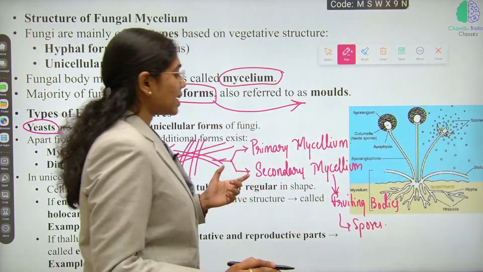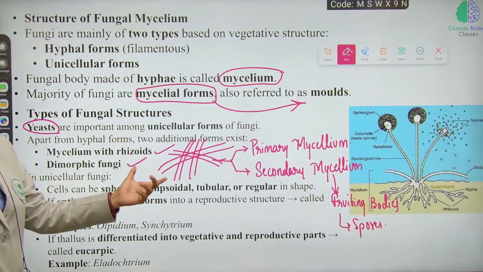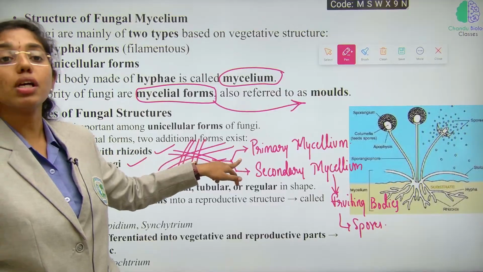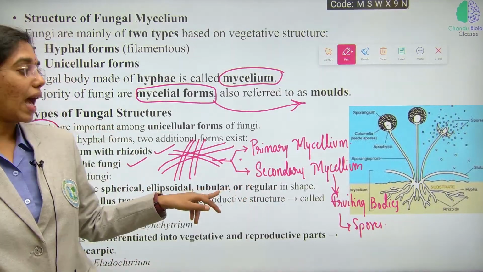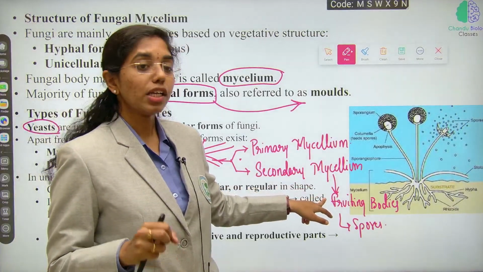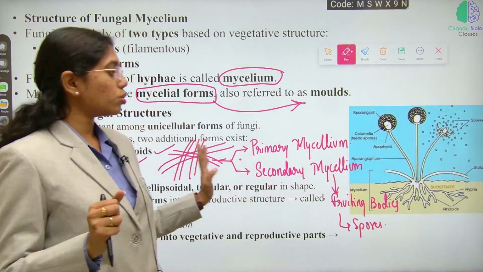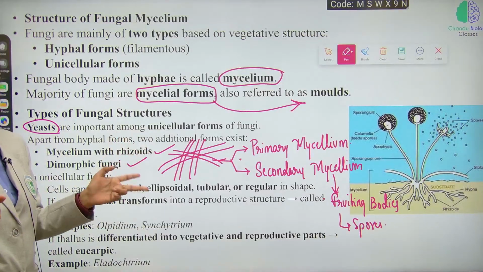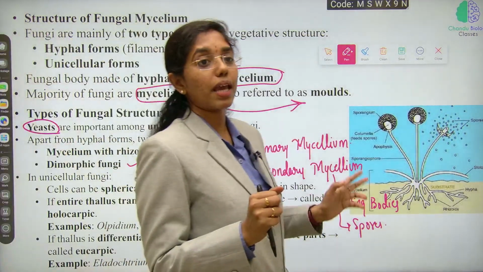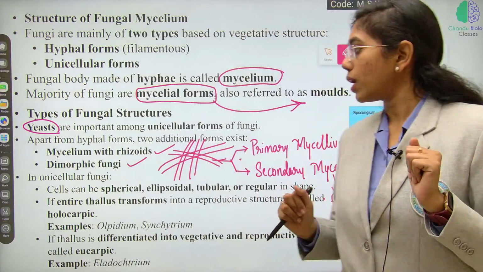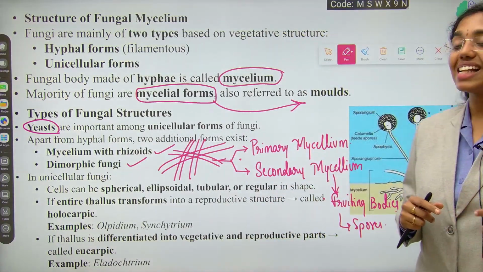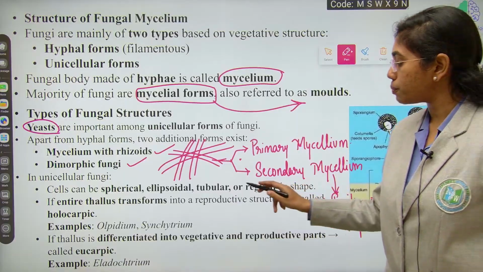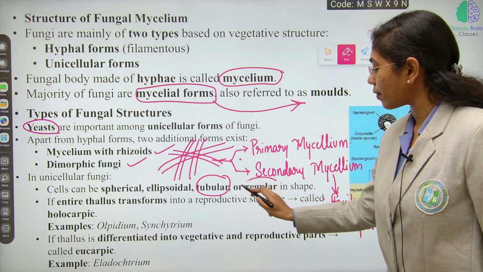A single fungal mycelium which consists of both primary mycelium and secondary mycelium, which has fruiting bodies that release spores, is known as secondary mycelium. If both primary and secondary mycelium are present in the same fungal body, it is known as dimorphic fungi.